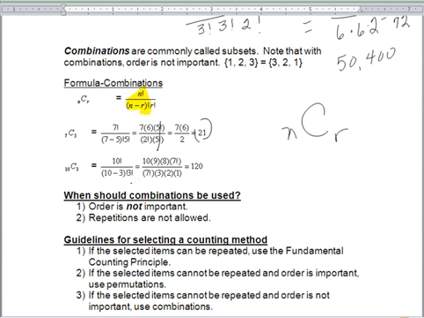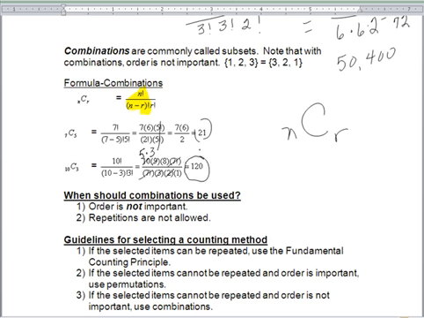And 3 will go into 9 3 times. 2 will go into 10 5 times. So we have 15 times 8, which is 120 for our answer there. So again, with combinations, order is not important and repetitions are not allowed.